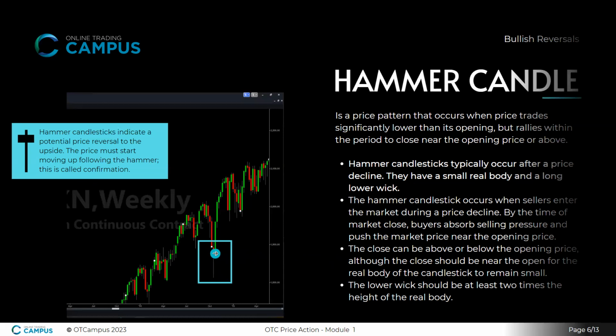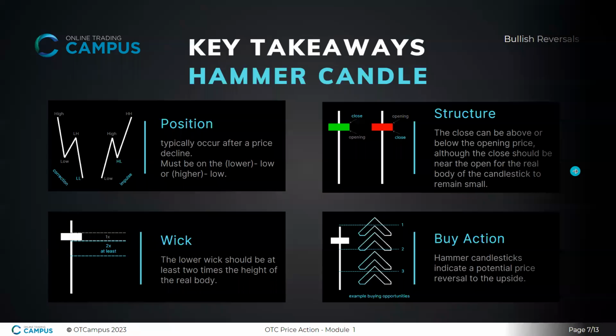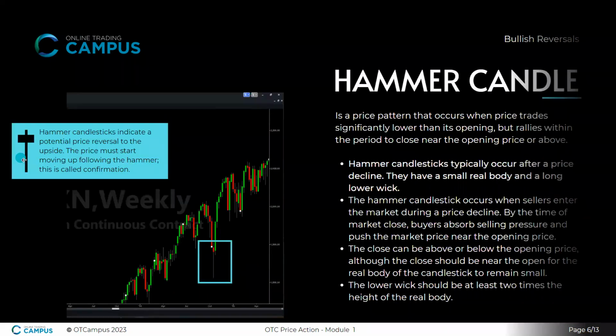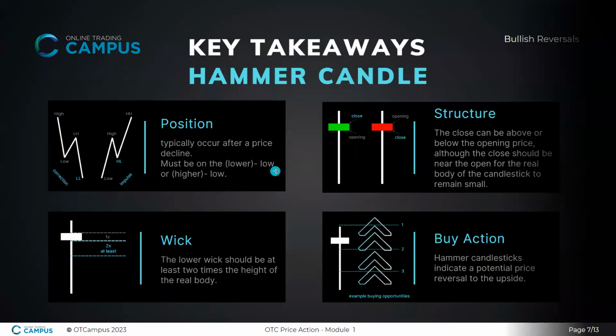The lower wick should be at least 2 times the height of the real body. And look, you can see this here. The lower wick, it's always a wick to the downside, should be at least 2 times the height of the real body. The next slide will be helpful for you, and these are the key takeaways for the hammer candle. Again, we will talk only about the hammer candle right now, and this is the slide for you. You can work with it, you can screenshot this also if you want. It's very helpful for hammer candle trading.